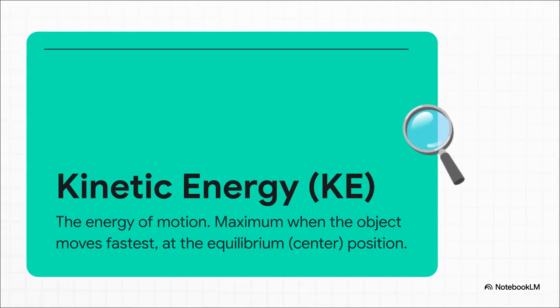So first up is kinetic energy. On our swing, this is that whoosh moment, right? The speed is at its absolute maximum right at the bottom. That's the equilibrium point, and that's where you find maximum kinetic energy. But then, way up at the top of the arc, where the swing pauses, the motion stops. And just like that, the kinetic energy drops to zero.